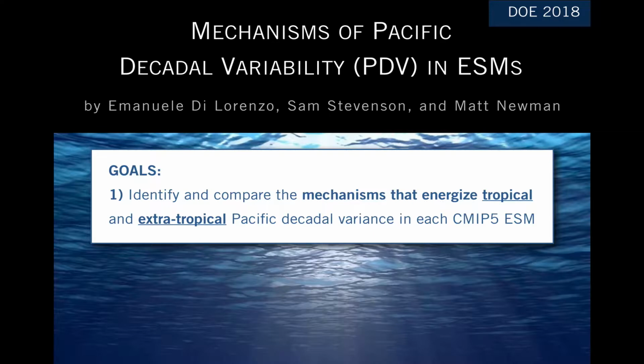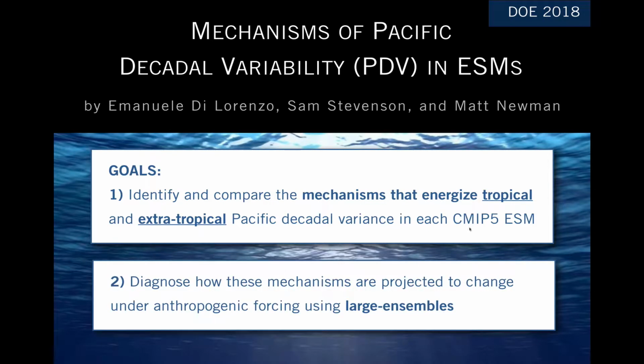The goal of this project is to identify and compare the mechanisms that energize tropical and extratropical Pacific decadal variance in each of the CMIP5 Earth System models. And 2, to diagnose how these mechanisms are projected to change under anthropogenic forcing using large ensembles.